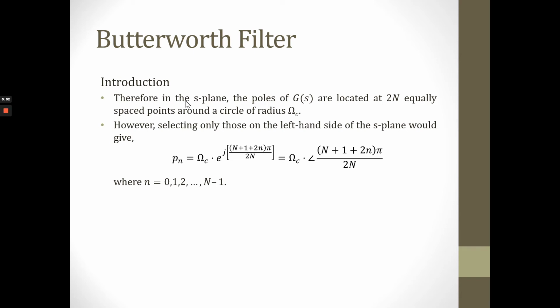Therefore, the poles in the S-plane from the transfer function G(s) are located at 2N equally spaced points around a circle of radius omega c. However, we select only those on the left-hand side of the S-plane, which will give the pole at point n, where n is from 0 until N minus 1, equal to omega c multiplied with e to the power of j (n plus 1 plus 2N) multiplied with pi divided by 2N, where this function is actually equal to the magnitude of omega c with the phase (n plus 1 plus 2N) multiplied with pi divided by 2N.